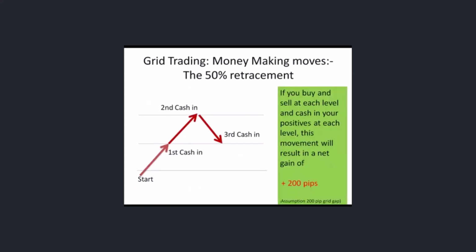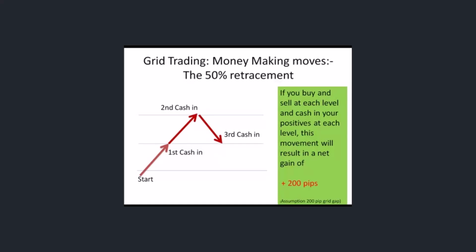Now the next money making move is the 50% retracement, and what happens with the 50% retracement is that you enter buy and sell at the start. It goes up, and in this example again, remember we're using 200 pip grids. It then goes to the next level where you enter a buy and a sell, and you cash in the positive and you let the negative ride. It then goes up again, and you do exactly the same. You enter a buy and a sell, you cash the positive and you leave the negative open transactions there.